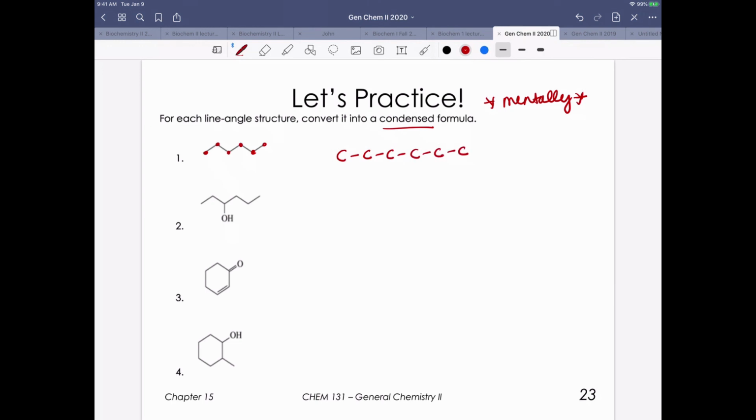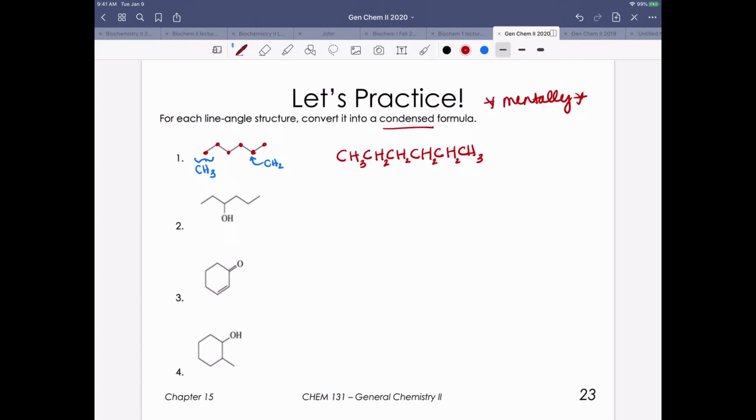Now I have to make sure that I add enough hydrogens so that every carbon is bonded to 4 things. One of the patterns that you'll start recognizing is that carbons at the end are going to be CH3s. Carbons in the middle and not bonded to anything else are going to be CH2s. So this becomes a CH3, CH2. Look at that trick I did with my bonds. They became H's. CH2, CH2, CH3. That is the condensed formula for that molecule.